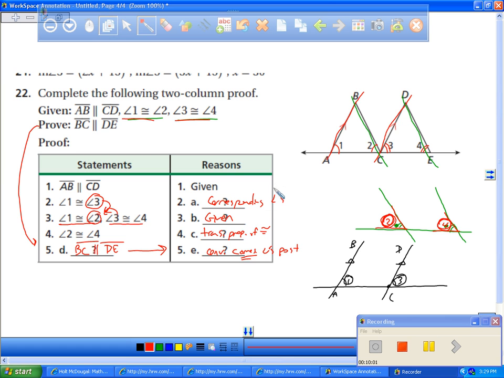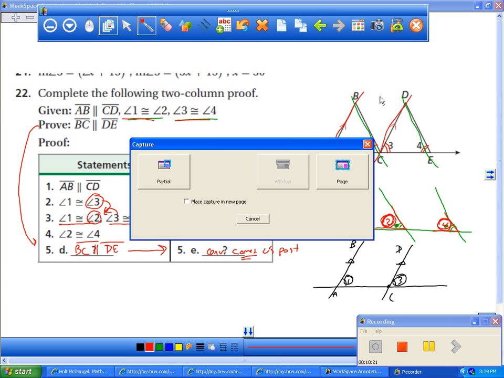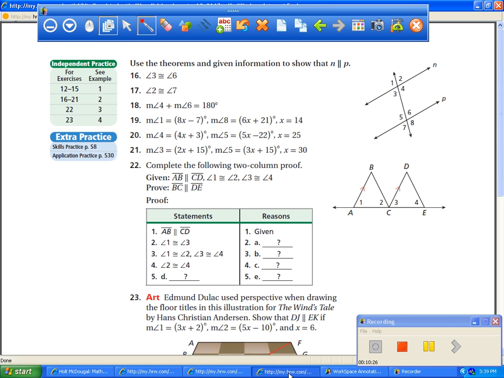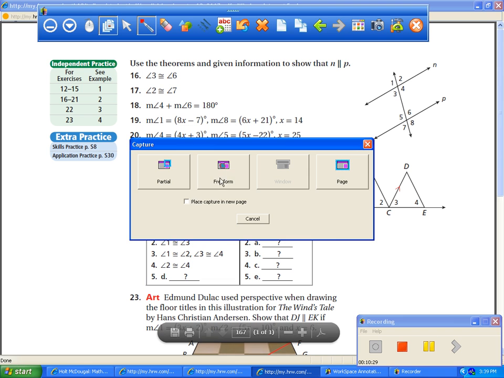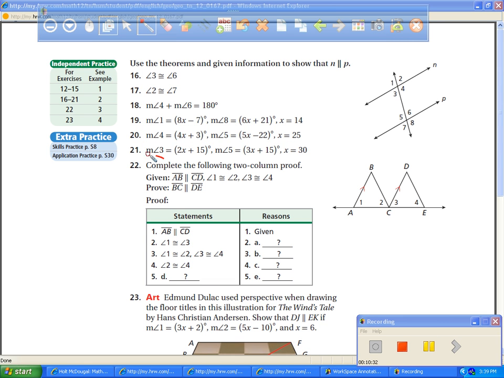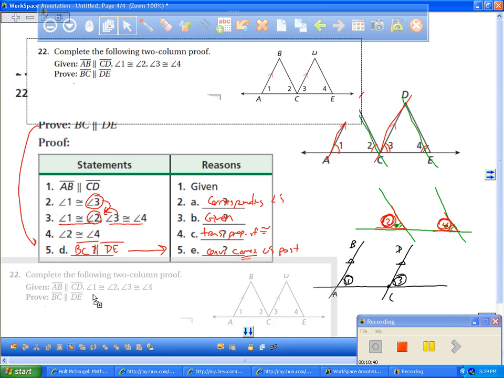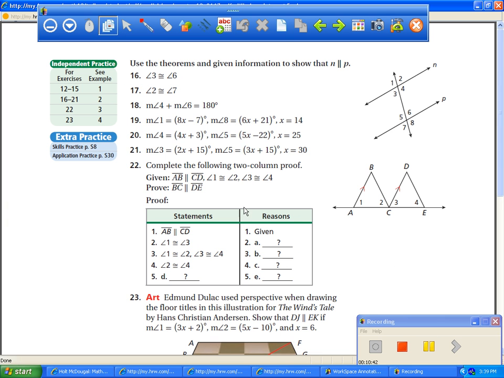I would highly suggest that you go back and take a picture of that, and that you rework it and rework it and rework it and see if you could do it all on your own, even if I did not give you the statements and the reasons. Could you do the problem if I just gave you this piece? I think you understand what's going on.